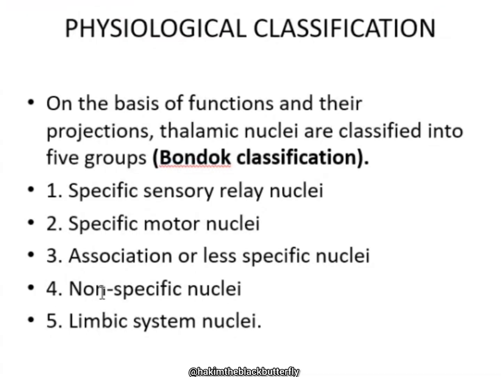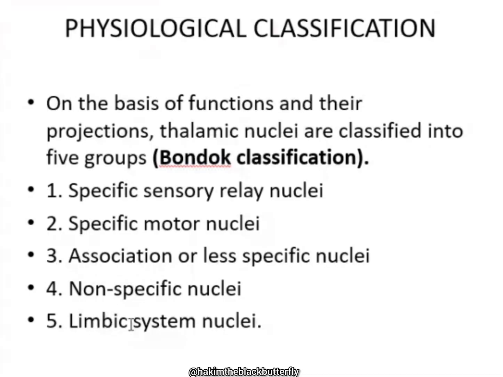Non-specific. Now, the information going to these nuclei of the thalamus is coming from scattered regions, non-specific. It comes from anywhere in the brain, scattered. Comes from almost everywhere. That's why they are non-specific, that they are not receiving information from this region to that region.